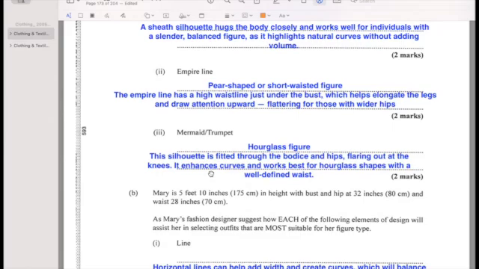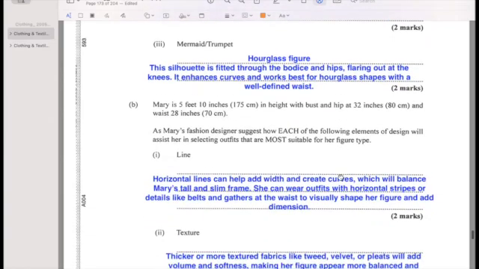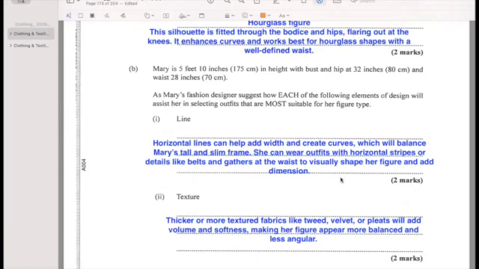All right. So this silhouette is fitted throughout the bodice and the hip, right? It enhances curves and works best for an hourglass shape with a well-fitted waist. 2 marks.